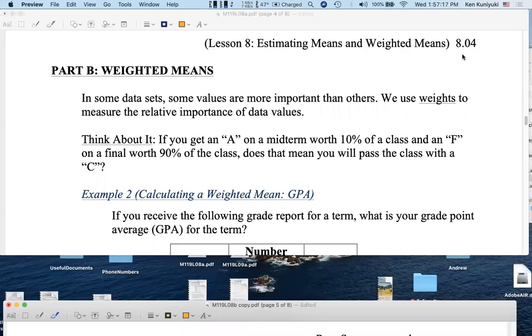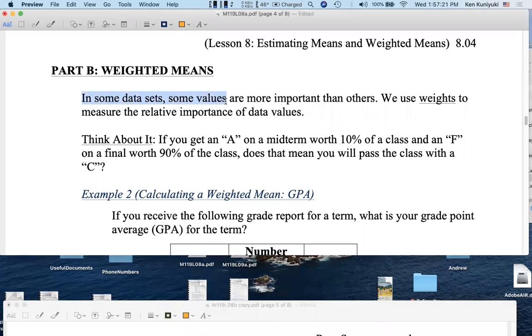Hi everyone, let's now talk about weighted means. In some data sets, some values are more important than others, and we use weights to measure the relative importance of data values.